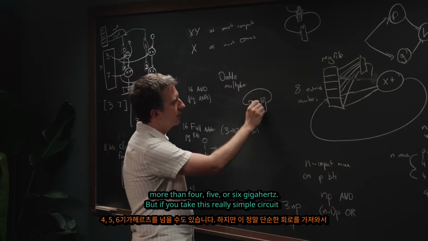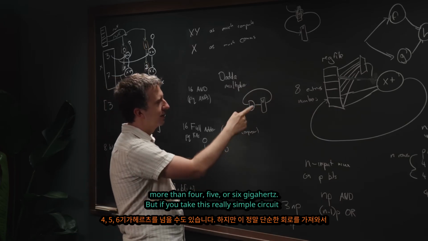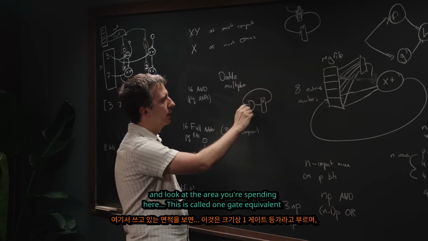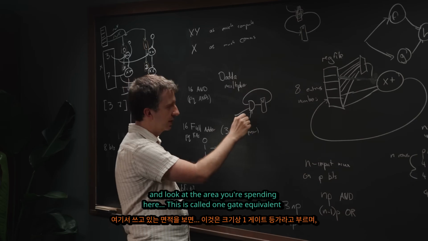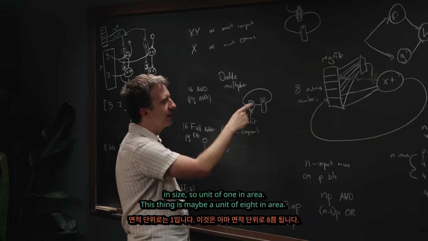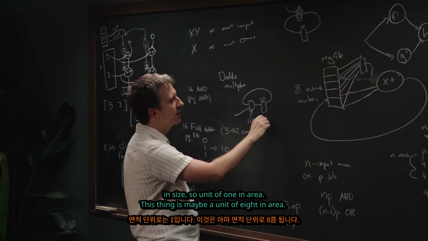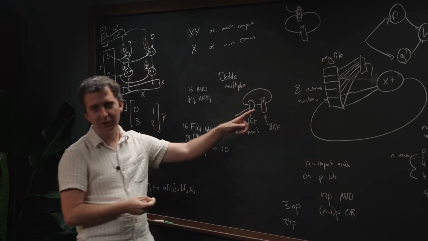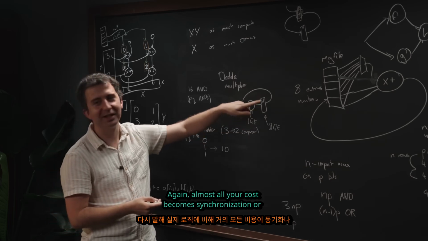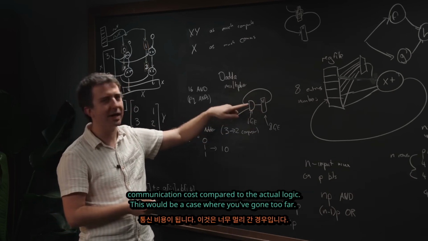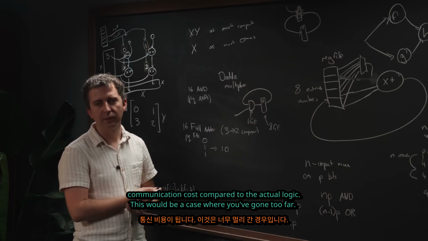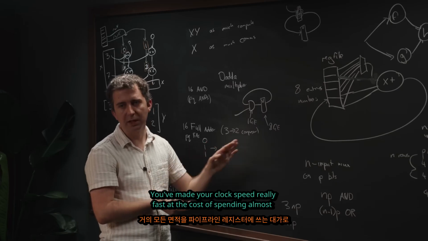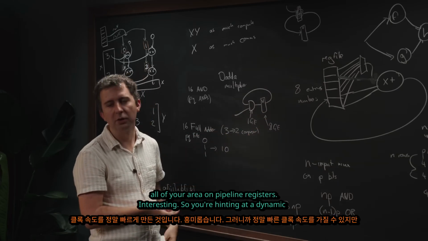But if you take this really simple circuit and look at the area you're spending, this is called one gate equivalent in size, a unit of 1 in area, and this thing is a unit of 8 in area or something like that. So almost all of your cost has been this synchronization or communication cost compared to the actual logic. So this would be a case where you've gone too far. You've made your clock speed really fast at the cost of spending almost all of your area on pipeline registers.